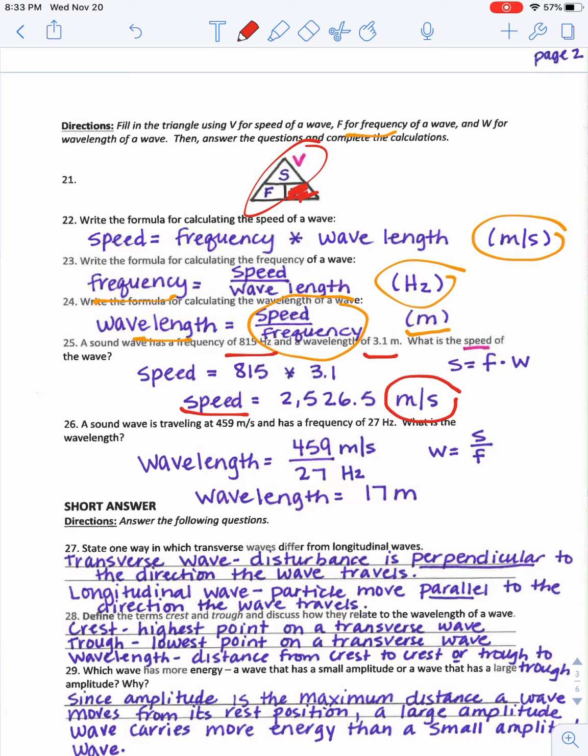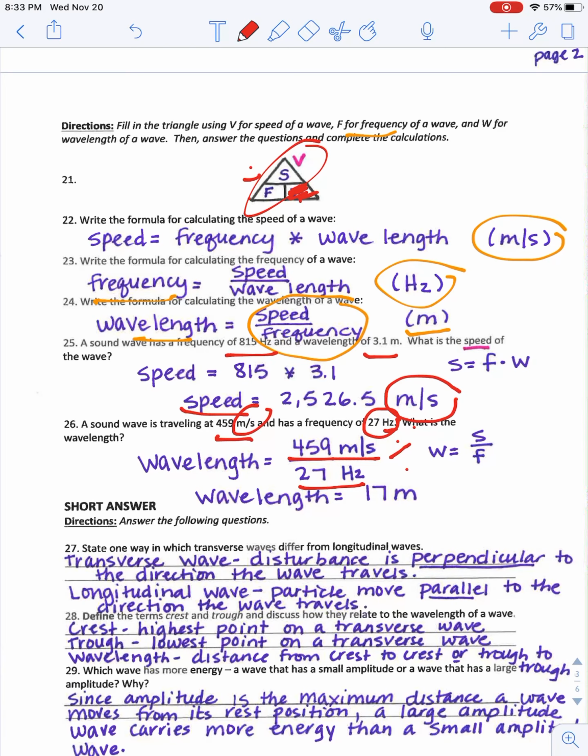Now, it is super important that you pay attention to which number goes up on top. It's speed, so I've got to put 459 meters per second because meters per second is my speed. That goes on the top of my fraction. And the frequency of 27 hertz, I know that's hertz because I know that hertz is a frequency measurement. That goes on my denominator. This here, guys, is divide by. So I'm going into my calculator, 459 divide by 27. That comes up with 17 meters. That makes sense because I'm trying to find length.